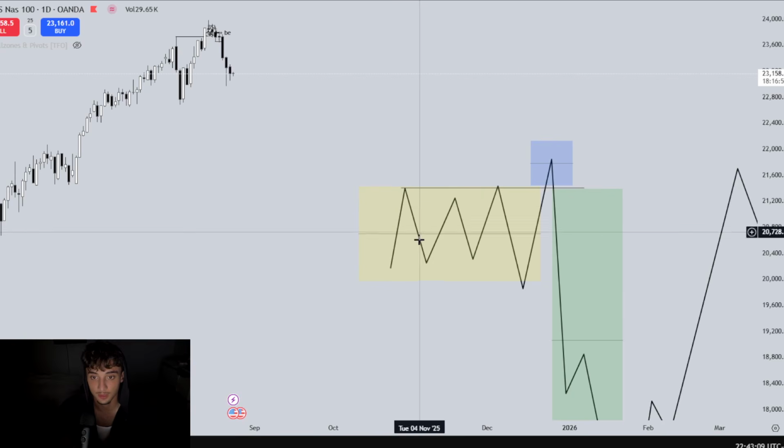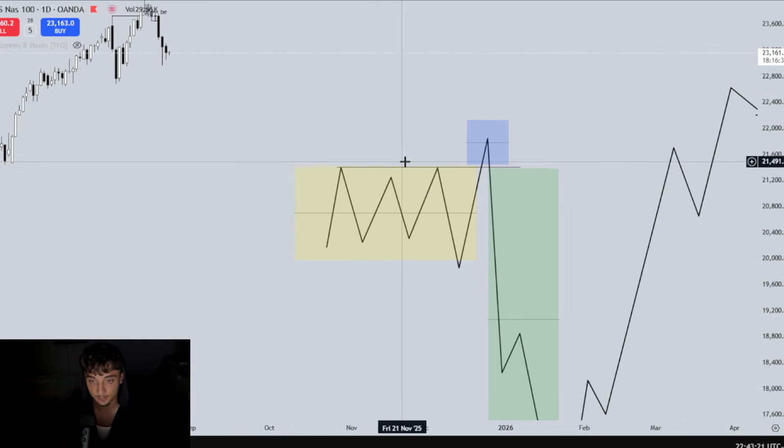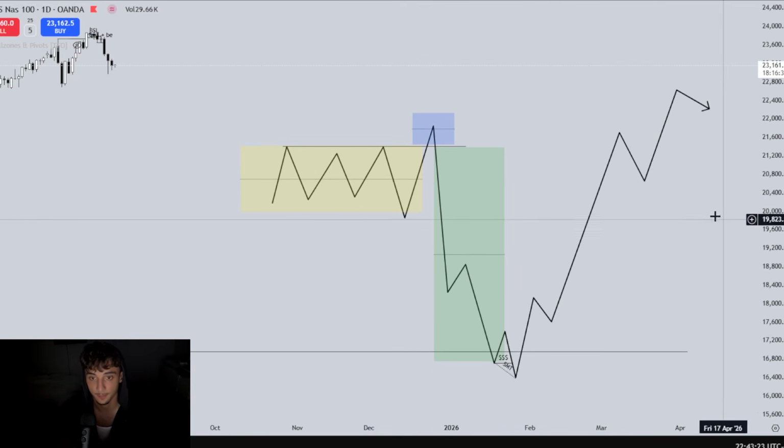Also, in this accumulation, we want to see relative equal highs that are taken out. In here, I already gave you an example with the relative equal highs. Sometimes you might not see it. Sometimes it's just accumulation, but when they're relatively equal, it also increases the win rate.